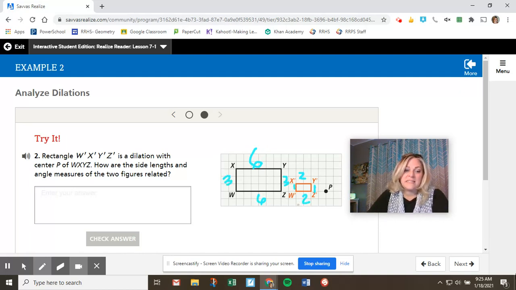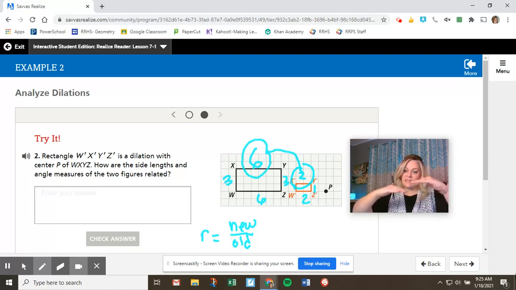So it says, how are the side lengths and the angle measures of the two related? So first of all, I already said the angles are all the same. They have not changed. But the side lengths, and this is where you can take that ratio or scale factor and put the new, and just for simplicity reasons, we're going to say old or original. So my new measurement is, let's say 2. Notice I'm just taking one measurement and I'm going to compare it to the corresponding parts. It's both the XY and the XY prime. So I'm going to say my new is 2. My original or old is 6. I'm going to reduce that and I get 1/3. As long as it's 1/3 for every corresponding set of points, set of sides, then you know it is a dilation.